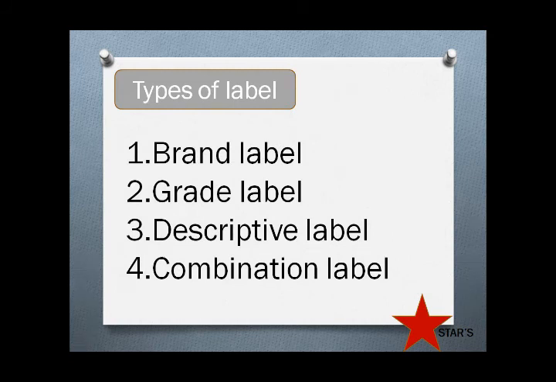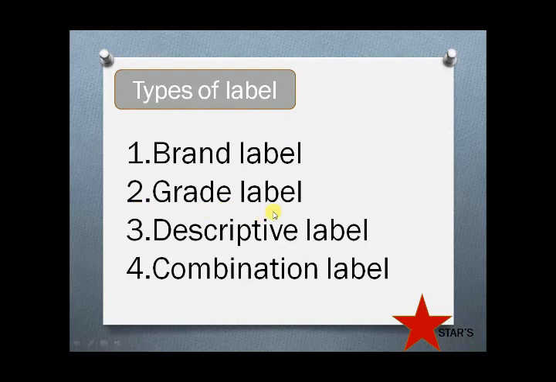Now we will study types of label. We have 4 types of label: brand label, grade label, descriptive label, and combination label. Brand label: such a label contains only the brand name or brand mark of the product. It does not give any other information regarding the product. Every manufacturer uses it, such as LG, BPL, Sony, Lakme, Pond's, Reliance, Godrej, Tata, Oneida, Videocon, which show their brand label only. They don't provide anything else on their label.